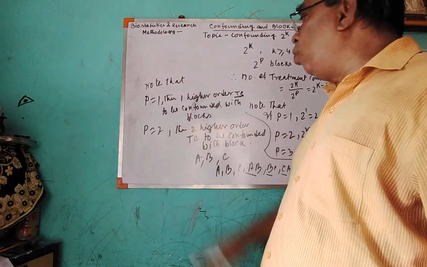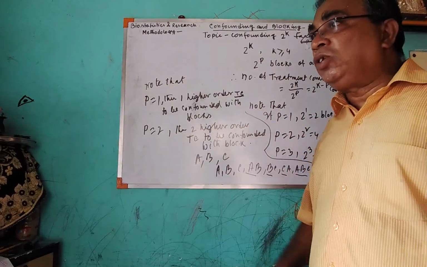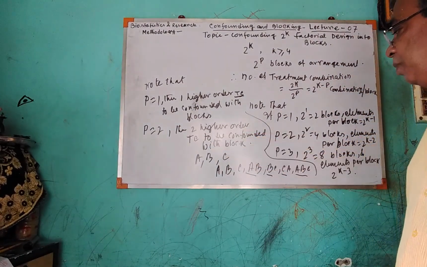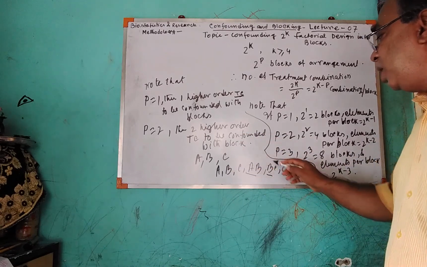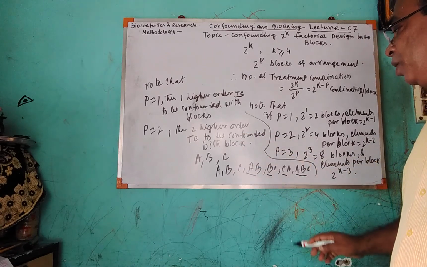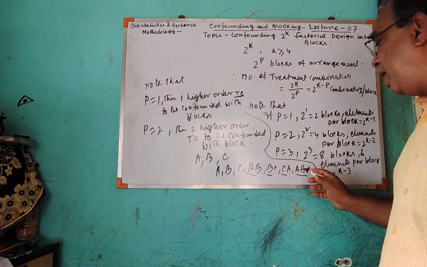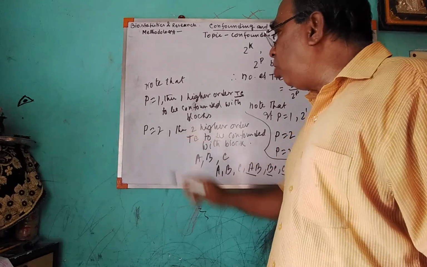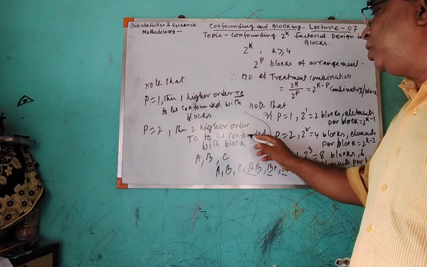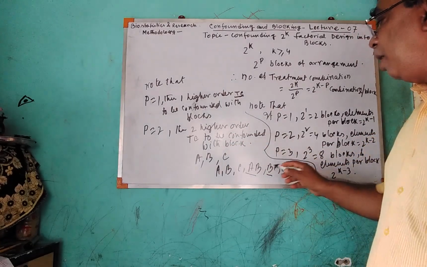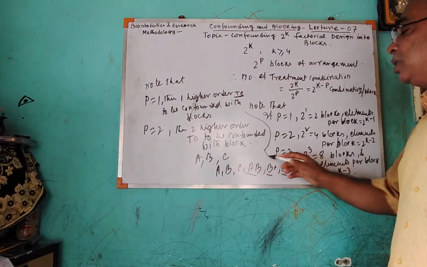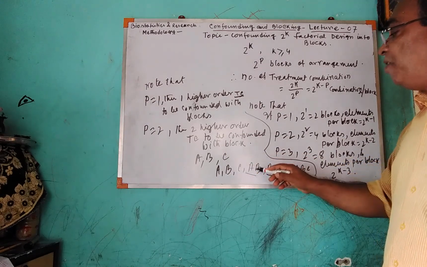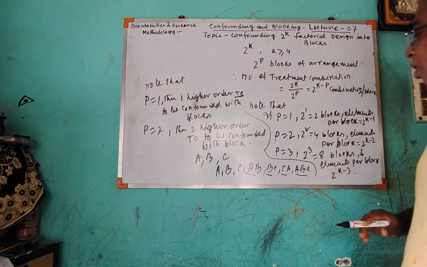Suppose p equal to 2. That means two higher order interactions to be confounded with blocks. That means you have to take any two, suppose AB and BC, or suppose CA and ABC. You have to take two. Similarly, if p equal to 3, then three higher order treatment combinations are to be confounded with blocks. First order, this is first order, this is second order interaction.